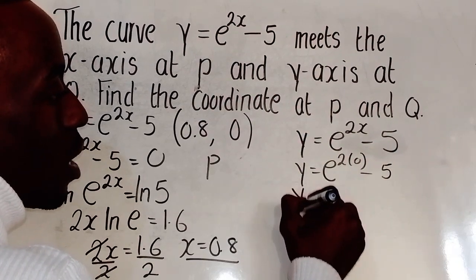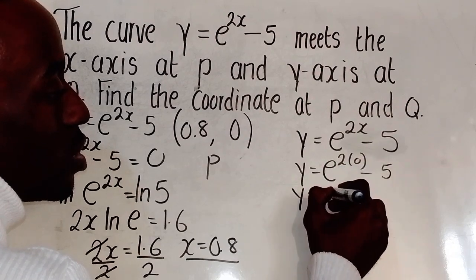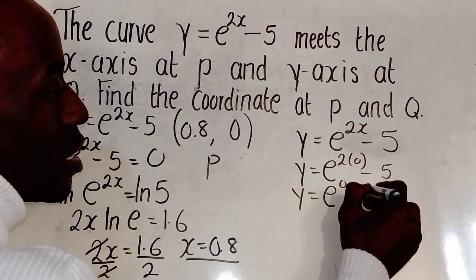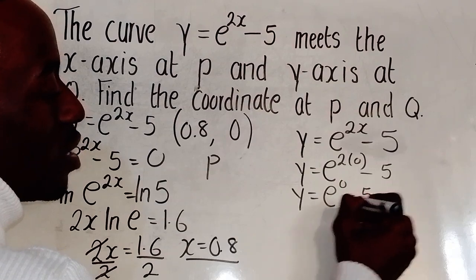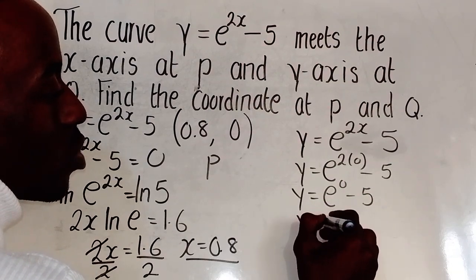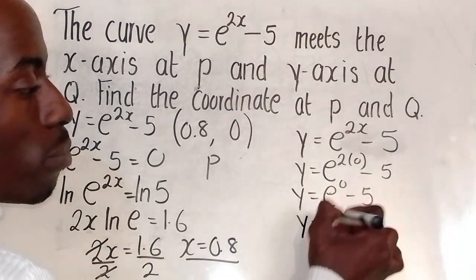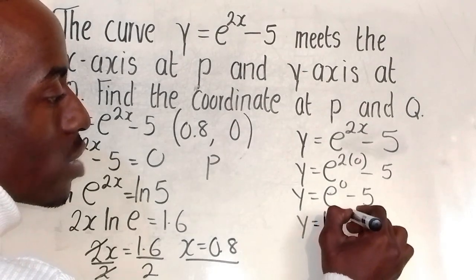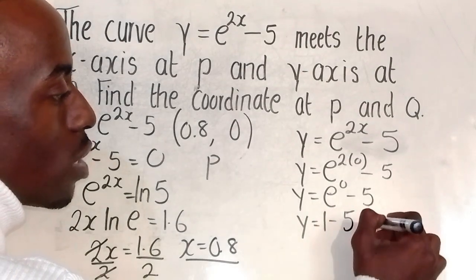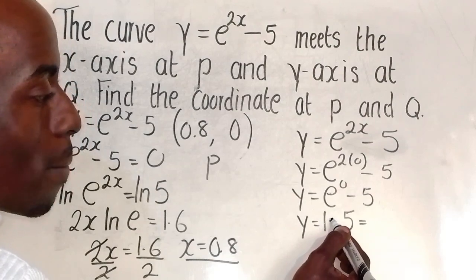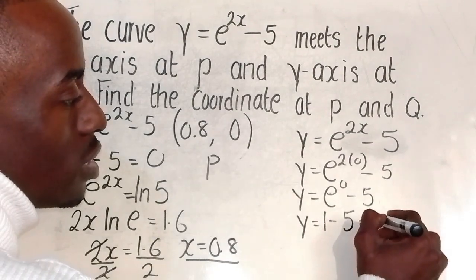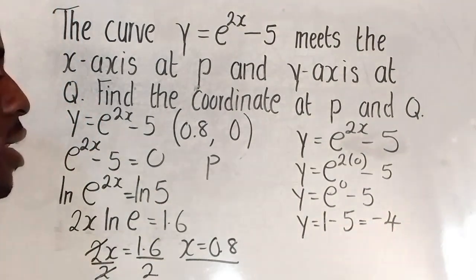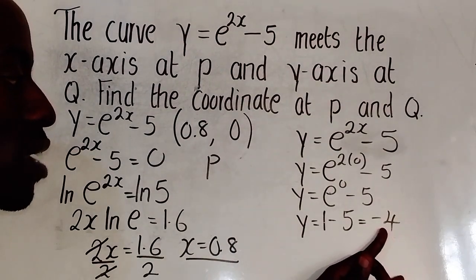So it is now y equals e to the power 2 times 0, which gives me 0, minus 5. So y equals, since any number to the power 0 is 1, 1 minus 5. So 1 minus 5 is negative 4. Now, this is the value for y.